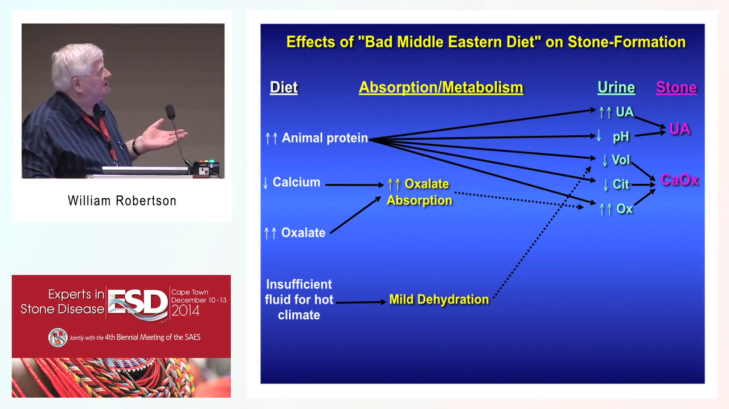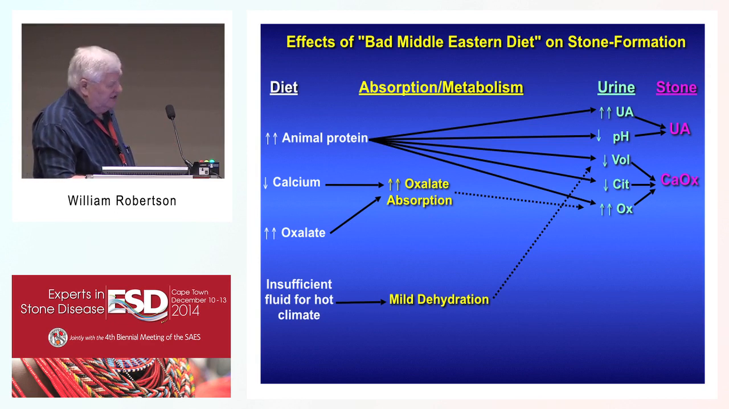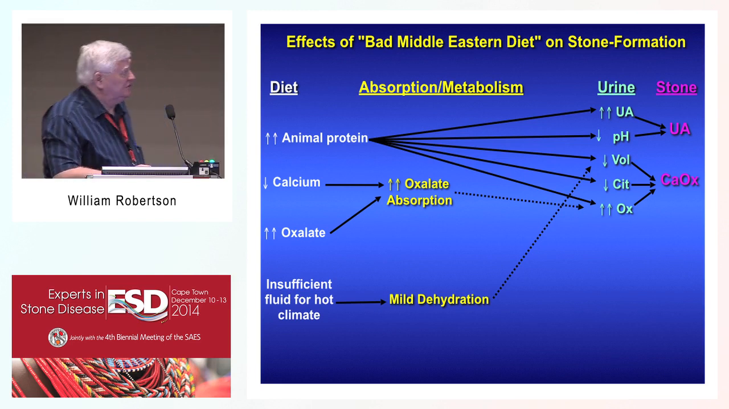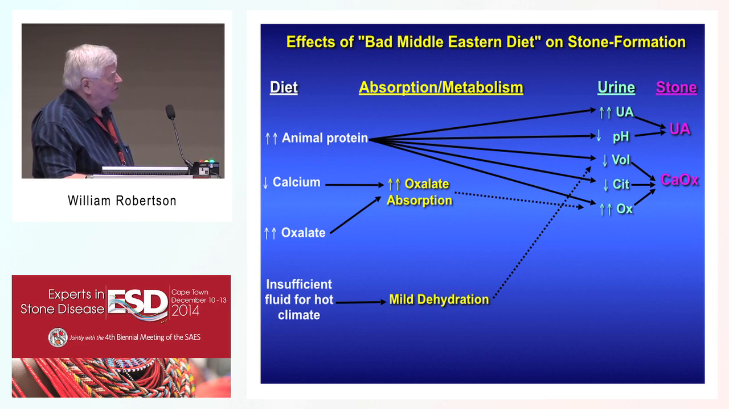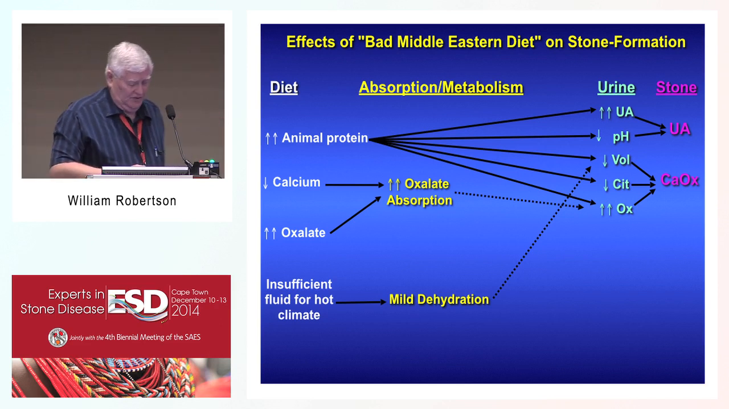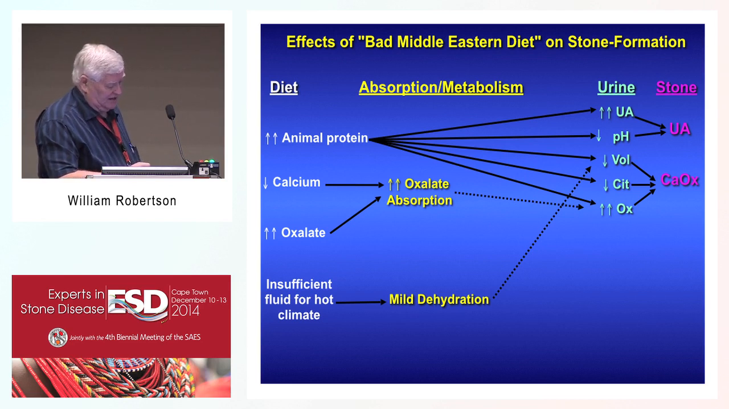So here we have the bad Middle Eastern diet, a high animal protein that I've shown you, which increases uric acid excretion, acidifies the urine. You have a low urine volume because of the environment that they're living in. You get a low citrate because the acid urine reduces citrate excretion, and you've got a very high oxalate excretion for reasons I won't go into just now. So when you put that combination together, this explains why there's a very high prevalence of uric acid and calcium oxalate stones in the Middle East.